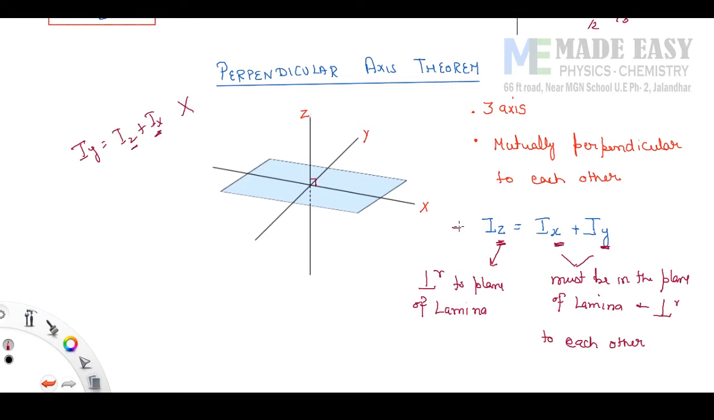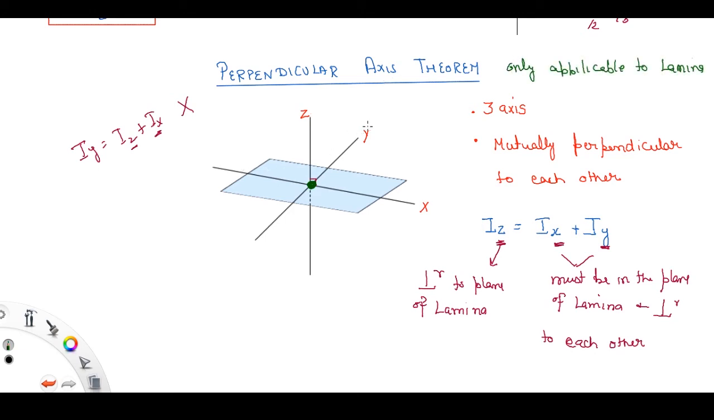So please remember this result. And also you need to keep two more points in mind. First point, all these three axes must be passing through a common point. It is not necessary for this point to be the center of mass. Right. Next point that you need to keep in mind: the perpendicular axis theorem is only applicable to thin sheets, that is, lamina.